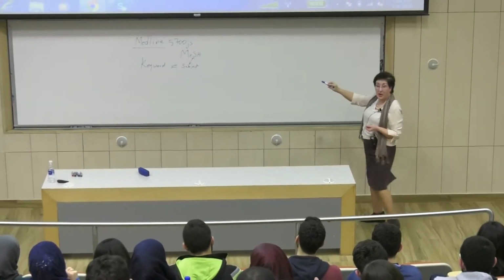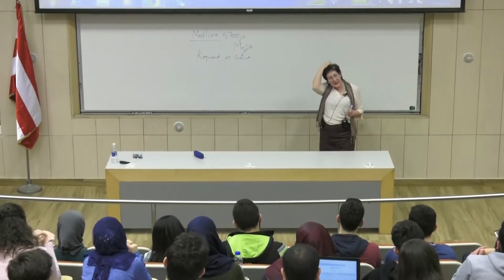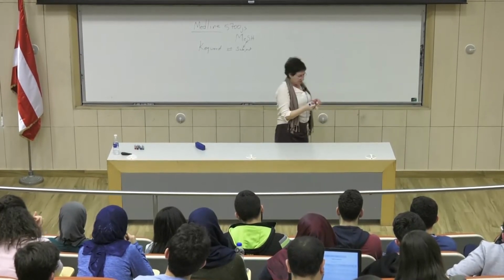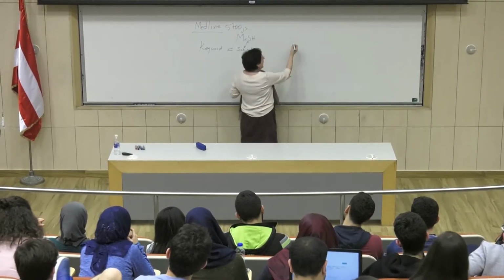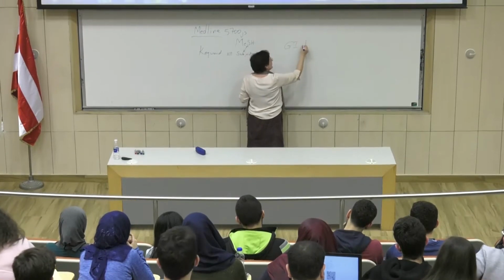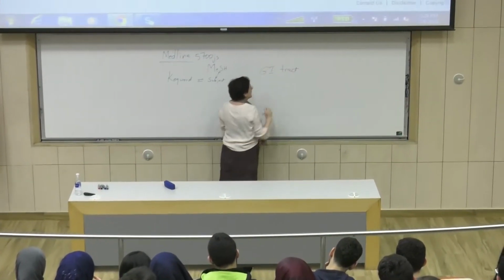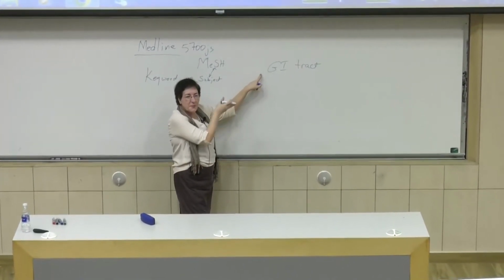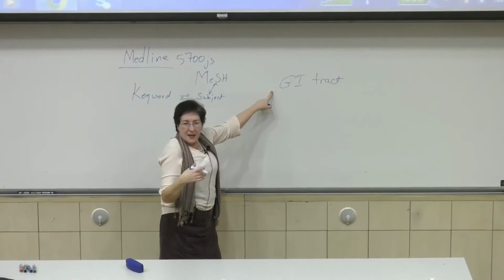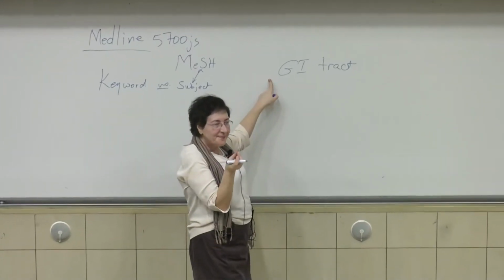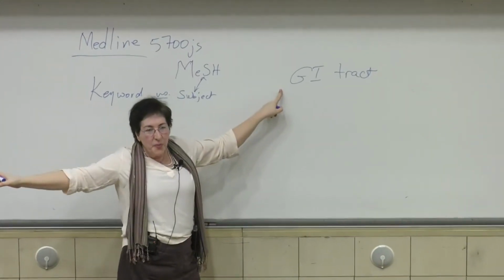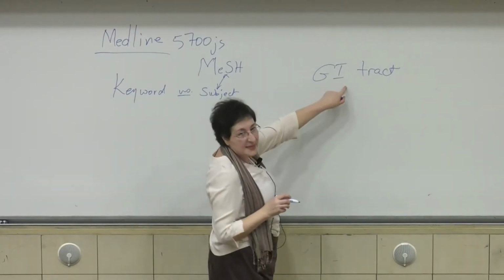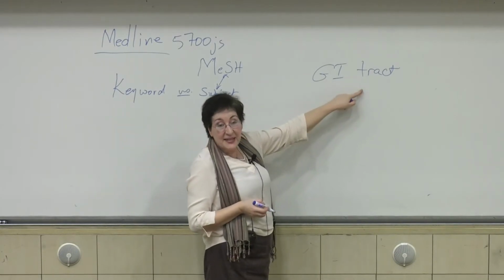Now, the nice thing about medical databases is that they group the MeSH terms in a tree structure format. For example, we have the MeSH gastrointestinal tract. Now, the theory here might look unclear or not interesting, but in a few minutes, we're going to go live and apply all these things. I still need a few minutes. Now, the MeSH is gastrointestinal tract.